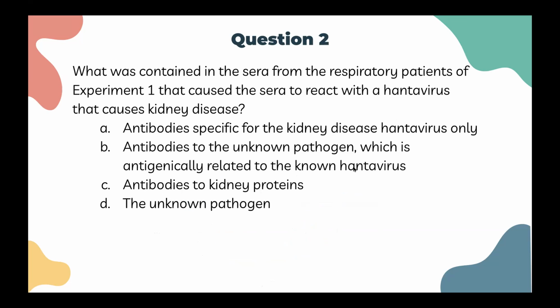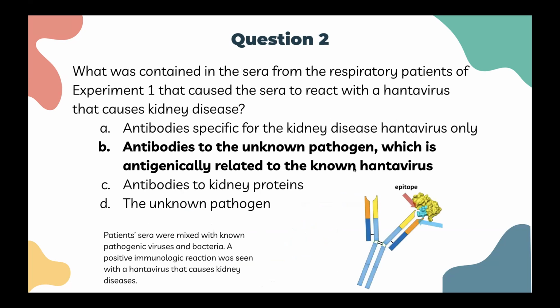Yeah, so all of you are correct. The correct answer is B. In the experiment, the researchers used patient sera that had the unknown hantavirus and antibodies to this unknown hantavirus. They found that a positive immunologic reaction occurred, meaning that the respiratory patient's antibodies attacked the known hantavirus that causes kidney disease. The only way this could occur is if the epitope of the kidney hantavirus and the respiratory hantavirus are very similar, so that they can be recognized by the same antibodies.